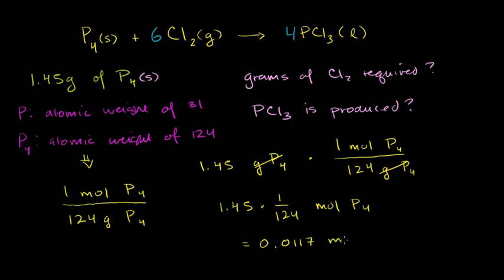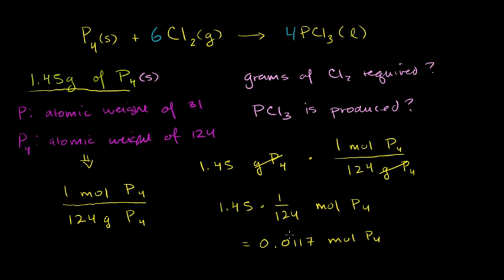0.0117 moles of phosphorus. That's what we're starting off with. That's what this 1.45 grams are. And that makes sense. If we had an entire mole of molecular phosphorus, it would weigh 124 grams. We only have 1.45 of that, so it's a little bit more than 1/100th, which makes sense. This number right here is a little more than 1/100th.